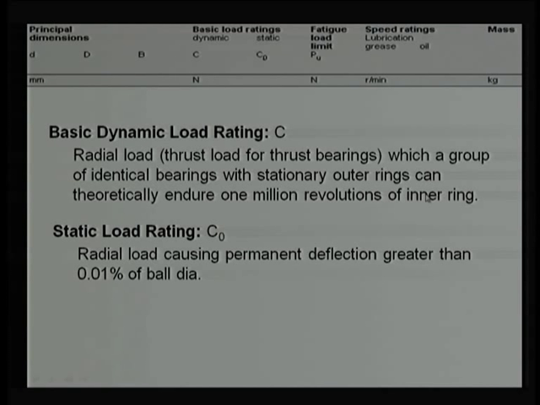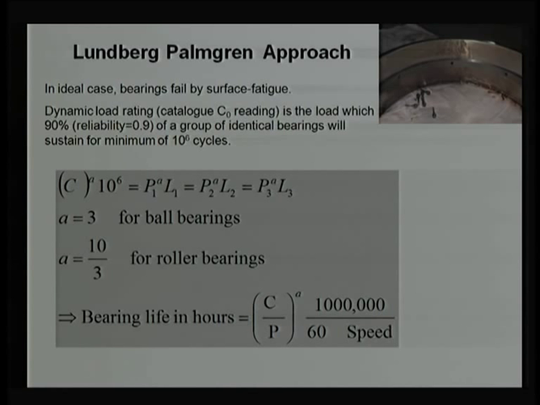When the inner ring is rotating and the outer ring is stationary. So, these ratings, these load capacities, are defined in the catalog. How to utilize this? What is the benefit of using this kind of parameter? We say that when we have values of C available, we can find out what will be the life of the bearing.